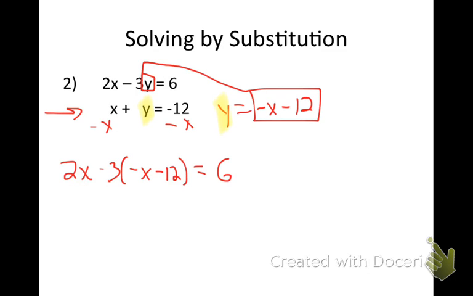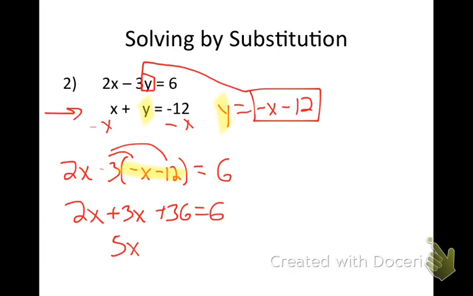Does everybody see how I substituted in? Why do I have to substitute in with parentheses? Who knows why? What's the key about that? Why do I include parentheses around it? So I remember to do what? I have to remember to distribute, yeah. So I distribute that -3. So I get 2x plus 3x plus 36 equals 6. 2x plus 3x is 5x. So I get 5x equals -30.